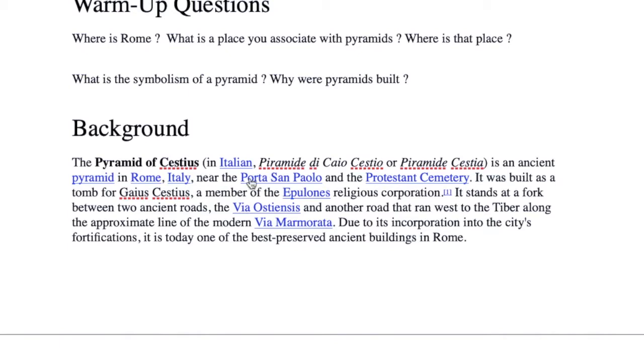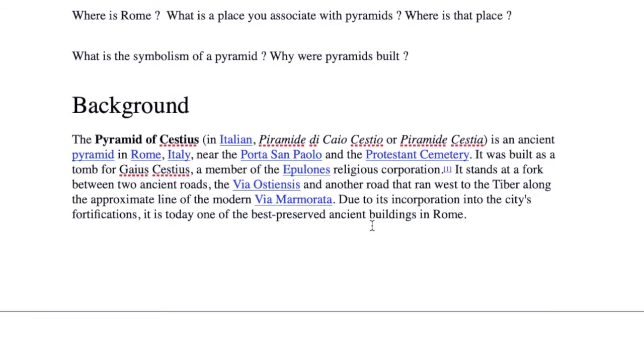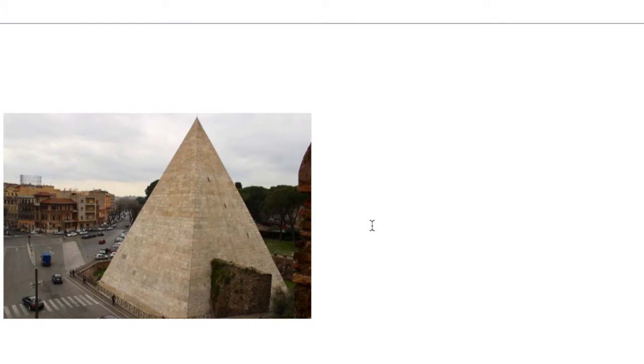So the Pyramid of Cestius, in Italian, Piramide di Caio Cestio, or Piramide Cestia, is an ancient pyramid in Rome, Italy, near the Porta San Paolo, which would be the Gate of San Paolo, and the Protestant cemetery. It was built as a tomb for Gaius Cestius, a member of the Apollonis religious corporation. It stands at the fork between two ancient roads, the Via Ostiensis and another road that ran west to the Tiber along the approximate line of the modern Via Marmorata. Due to its incorporation into the city's fortification, it is today one of the best preserved ancient buildings in Rome. How about that? You can read a little more about this, but here is the Pyramid of Cestius, and you can see the wall that was incorporated into it.